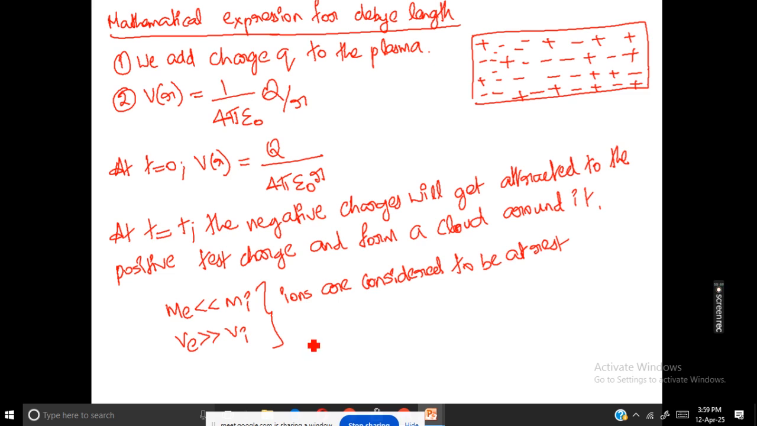Within the sphere, NE is very much greater than Ni. So it will lead to a charge density. Within the sphere, we have the positive charge and we have the electrons surrounding it. So within the sphere, the number of electrons is very much greater than the number of ions or positive charge. So there will be some charge density associated with this, which can be given by rho. Rho is the charge density.